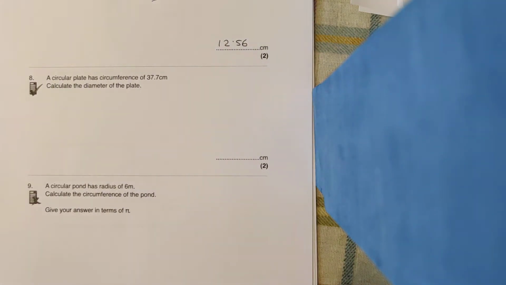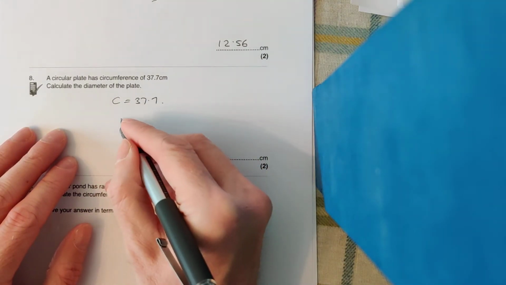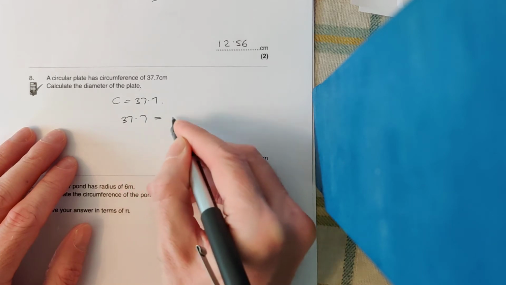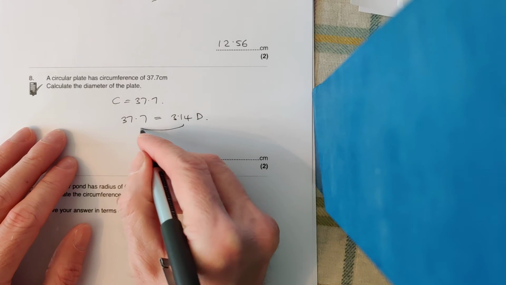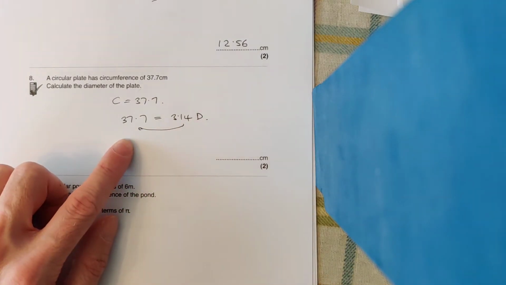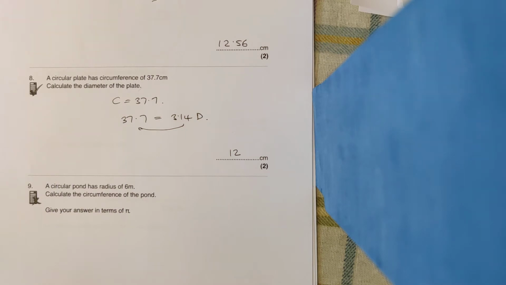12.56. A circular plate has a circumference of 37.7. Work out the diameter. Now this is working backwards. So it's saying that C is 37.7. So we know that 37.7 is 3.14 times diameter. So you need to divide 37.7 by 3.14. And you should get the answer 12. The answer is going to be 12.